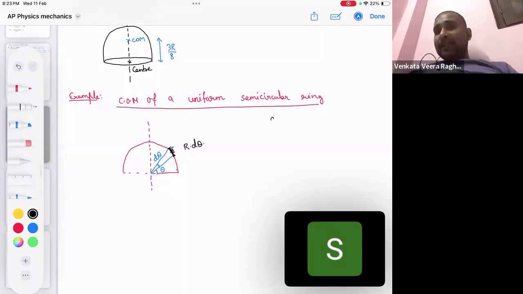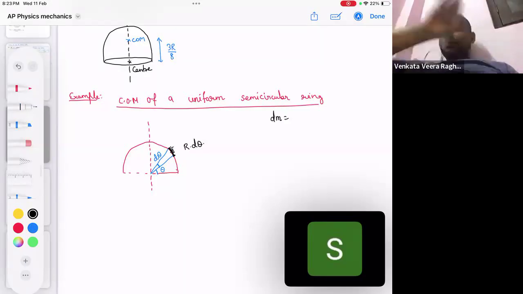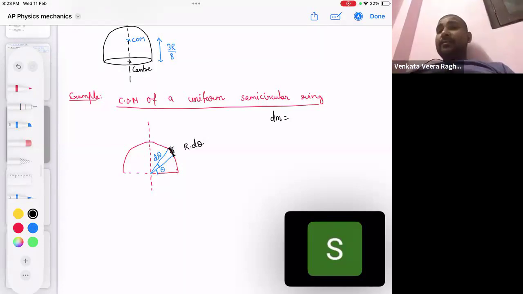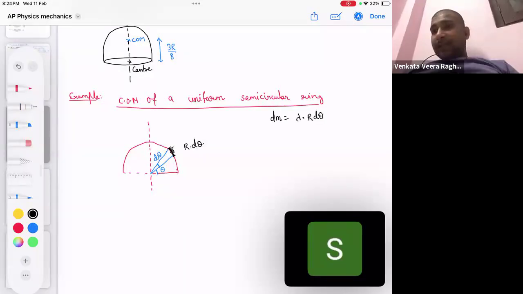So if I write dm, dm means the mass of the element. How much will it come? Let's say the linear mass density is lambda and the length of the element is r d theta. So the mass will come lambda into r d theta.